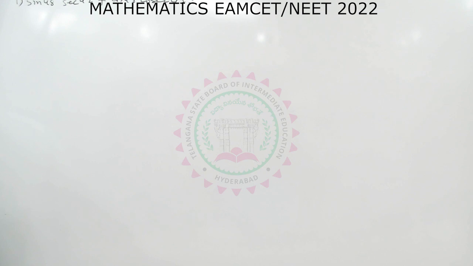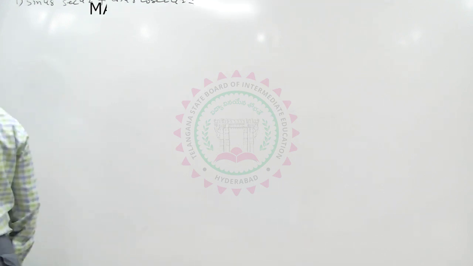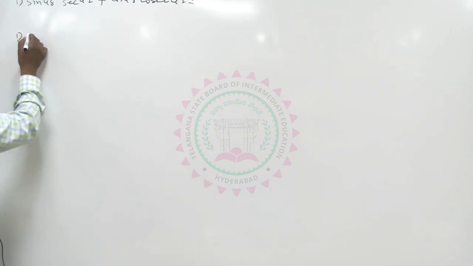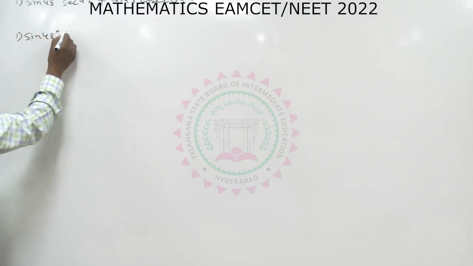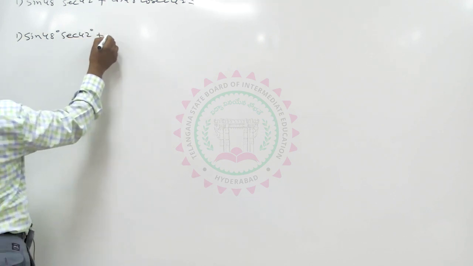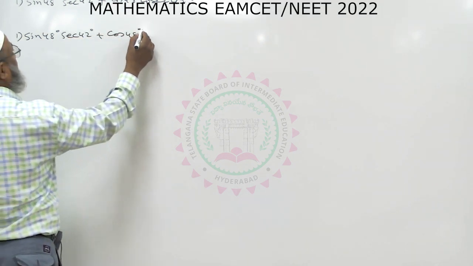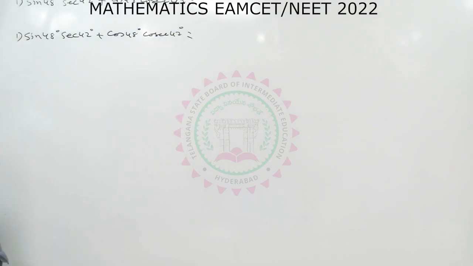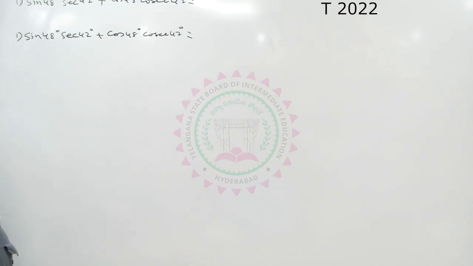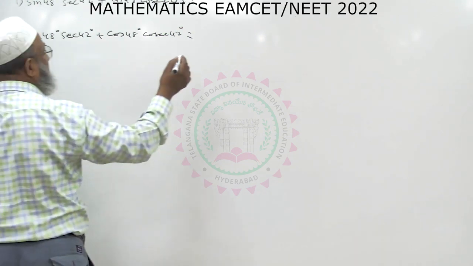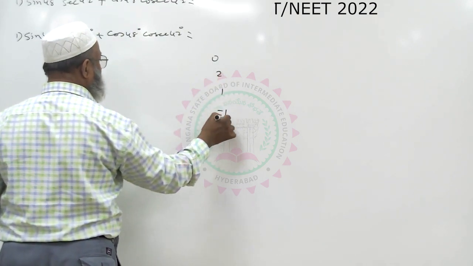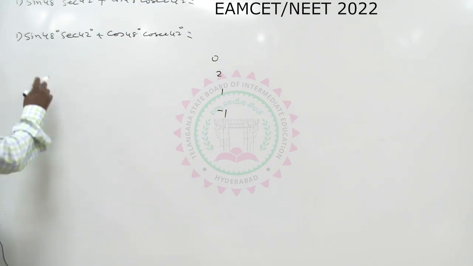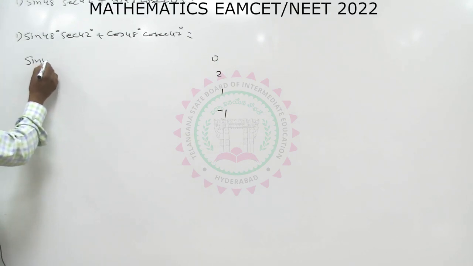Sin 48 degree sec 42 degree plus cos 48 degree cosec 42 degree is equal to, the options are 0, 2, 1 and minus 1. Right? So, what I am doing, sin 48 will remain as it is.